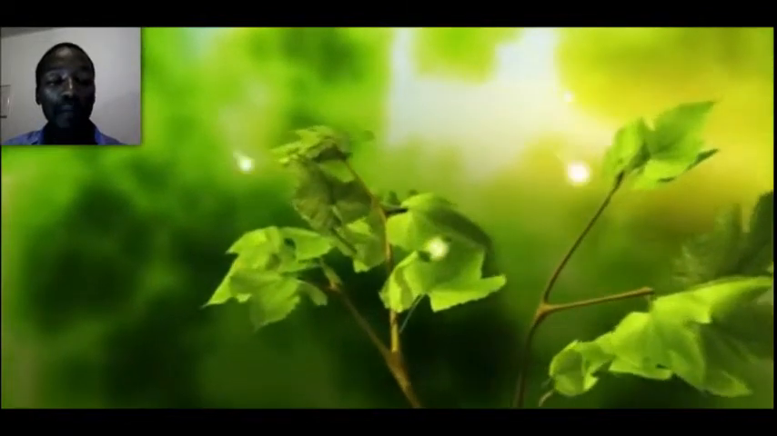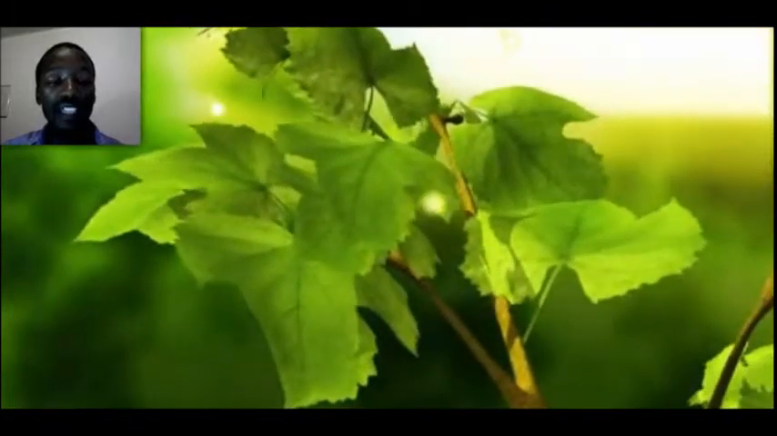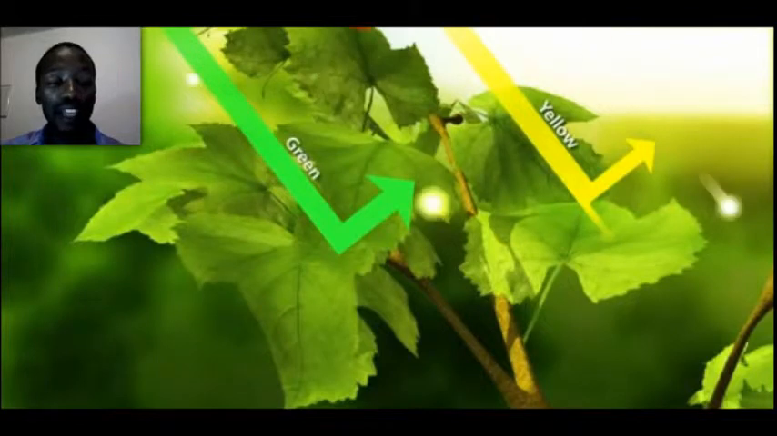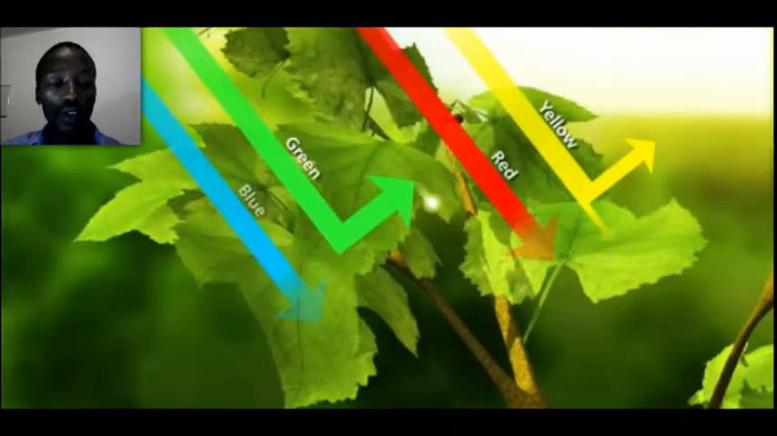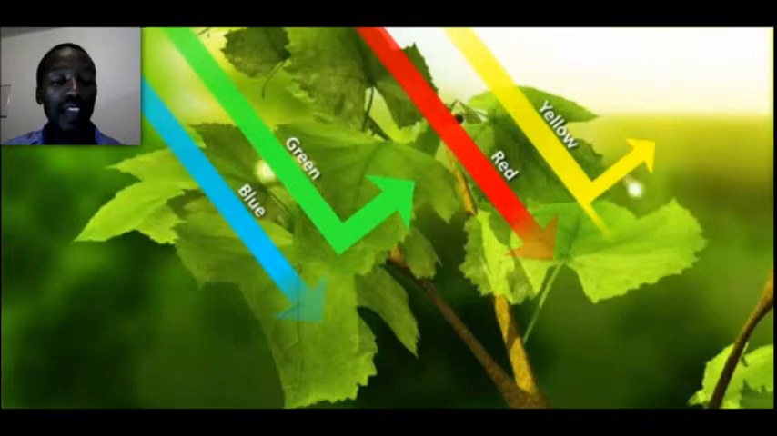Because they contain a pigment that facilitates the capture of these photons, this pigment reflects some of the photons. This pigment is called chlorophyll. They reflect yellow and green wavelengths, and they absorb red and blue wavelengths. The wavelengths that are absorbed provide the energy that is used for photosynthesis.